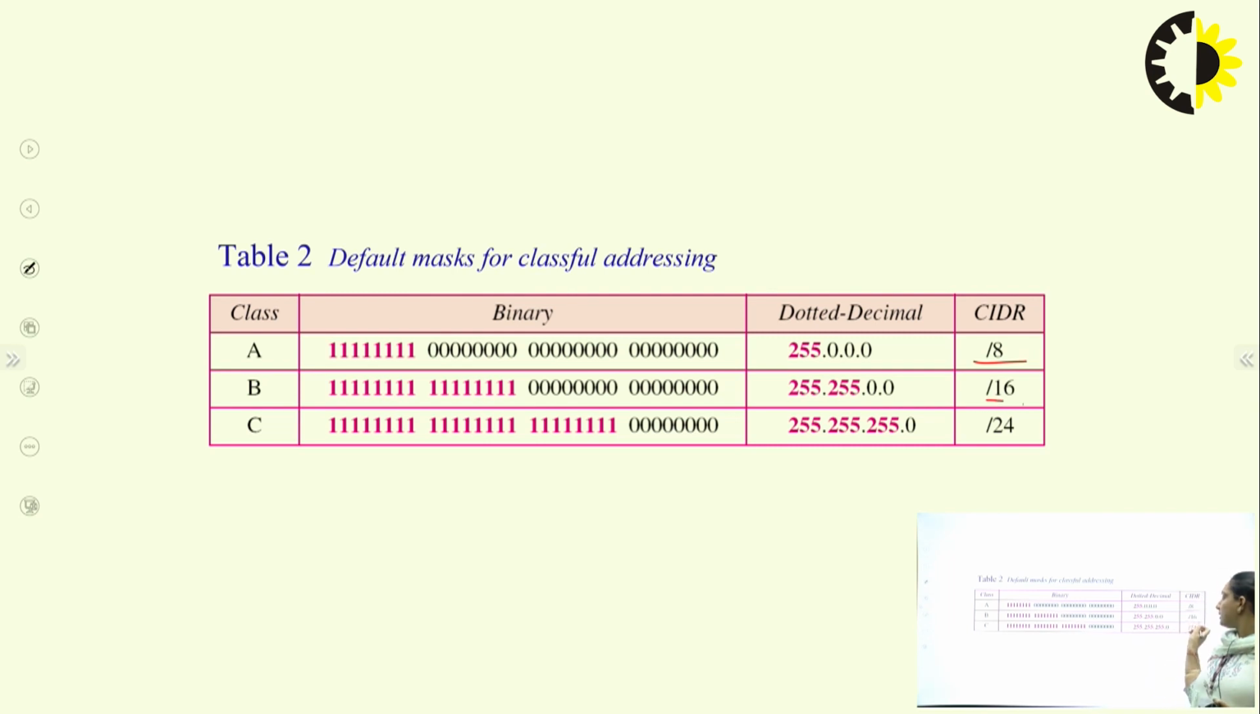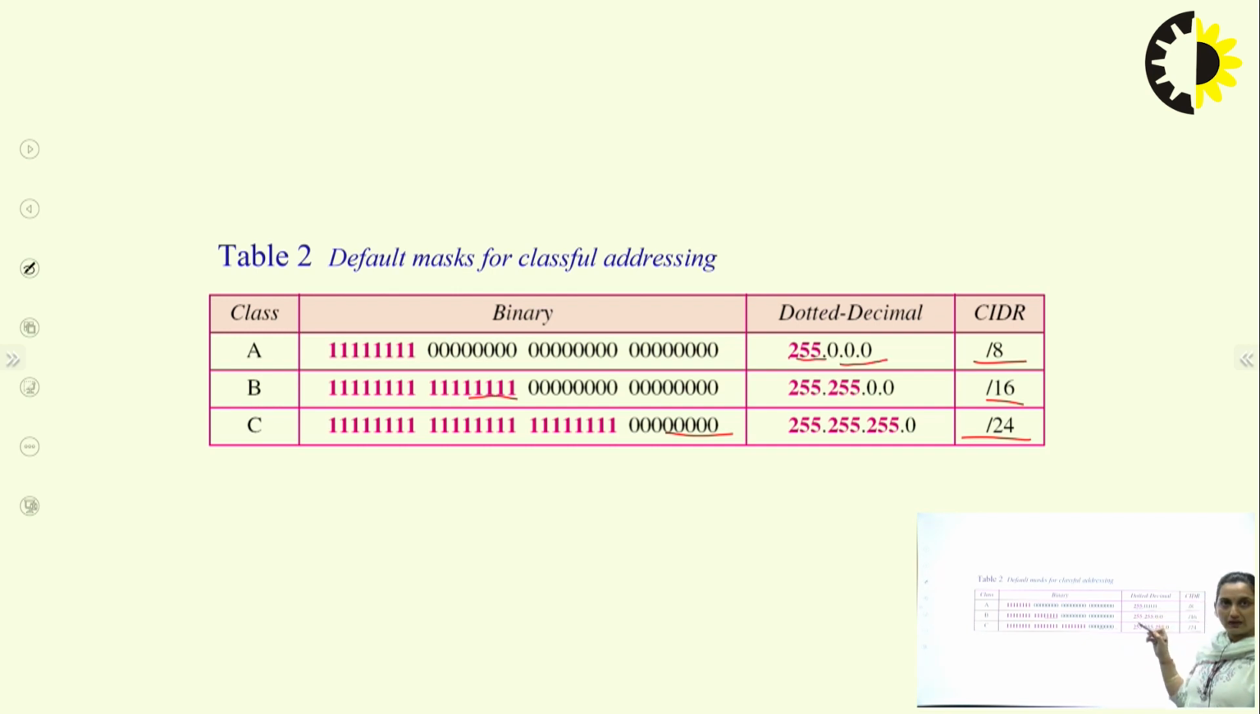For class B, because it's 16 for network, there will be 16 for host and 16 for the network. And for class C this is 24 for the network, and the rest is for the host. All the network bits we make 1, and all the host bits we make zeros. So what are the default subnet masks?